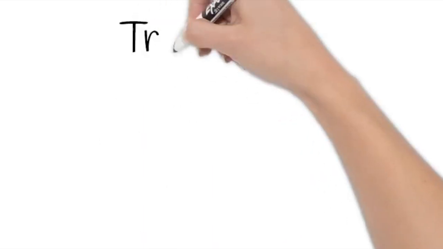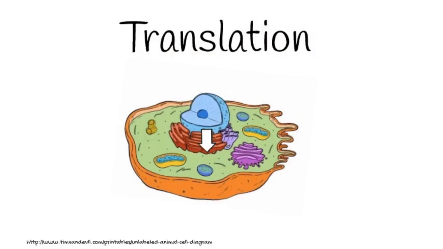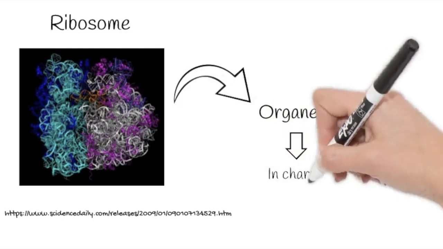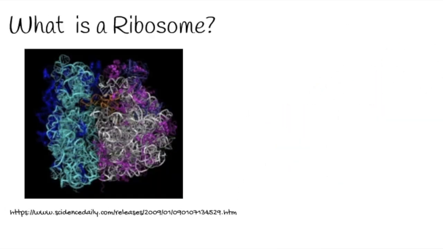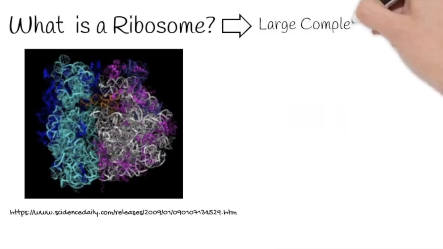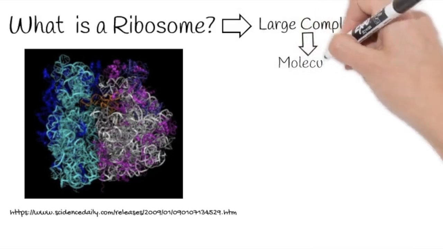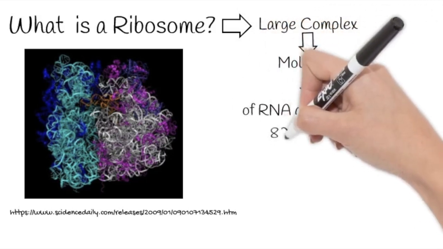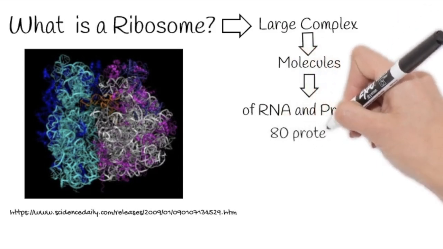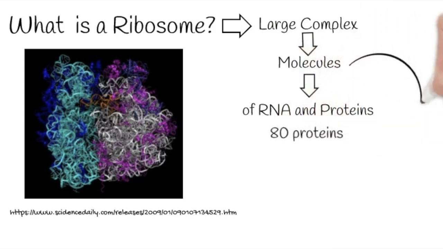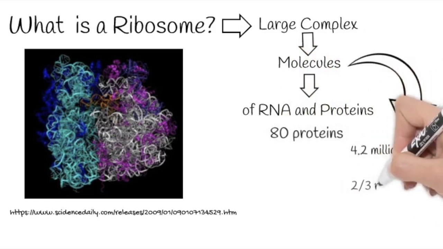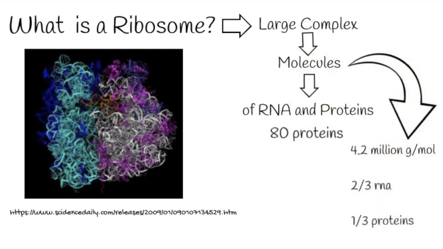The next process is called translation. This is where the mRNA goes out of the nucleus and into the cytoplasm. Then it is transported to a ribosome, which is the organelle where protein synthesis occurs. So what is a ribosome? The ribosome can be described as a large complex of RNA and protein molecules. For eukaryotic ribosomes, there are about 80 proteins. A ribosome has a molar mass of around 4.2 million grams per mole, 2/3 of it being ribosomal RNA and 1/3 of it being ribosomal proteins.